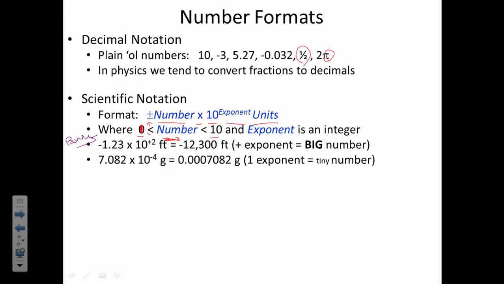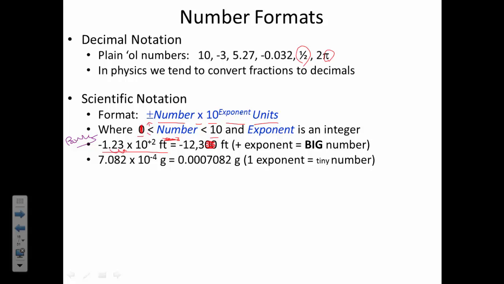So I gave you a couple of different examples here. Negative 1.23 times 10 to the positive 2 feet. What I do with that positive 2, I take the decimal place and shift it over twice, and so I have negative 123 feet. Sorry about that little error there.